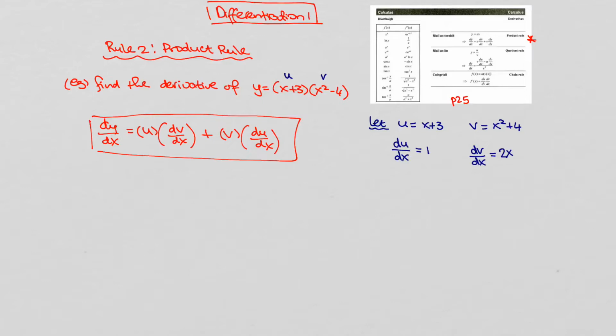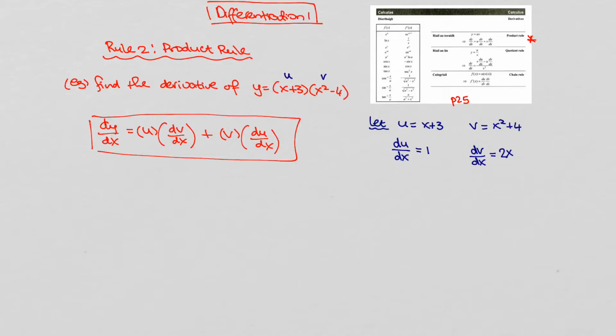And du dx is basically the letter on the left is u, the letter on the right is x. So you'll see the letter on the left goes on the top, du, and the letter on the right goes on the bottom, dx. So in other words, we're finding the rate of change of u with respect to x, or the rate of change of v with respect to x.